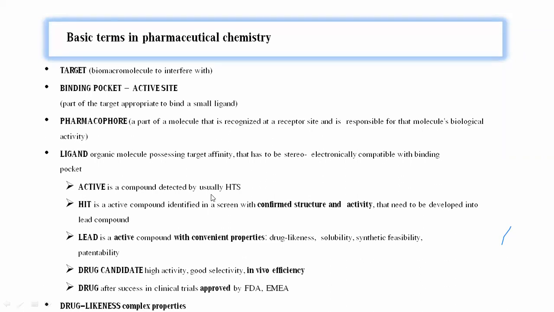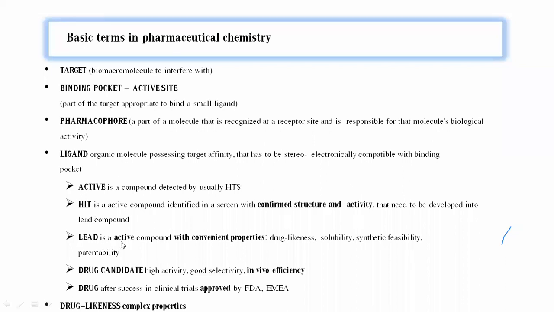So similar molecules we are going to develop on the screen, the monitor or the computer. We are going to confirm their structure and their activities with the cell. Then they need to be developed into the lead compound. Now we know the structure of aspirin. Similar compounds we can generate on the screen of the computer. This is nothing but the generation of hit molecules.